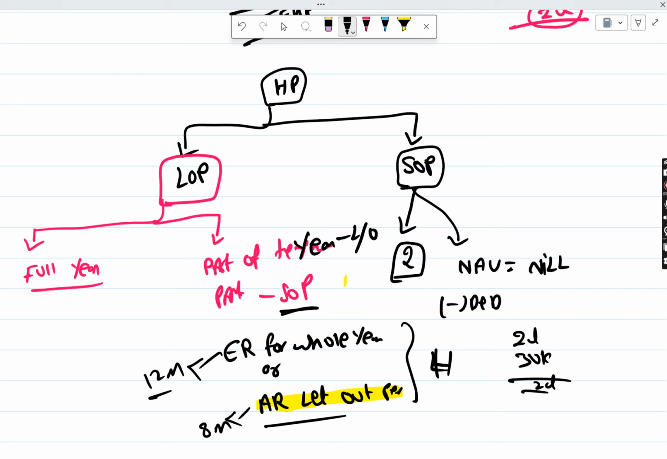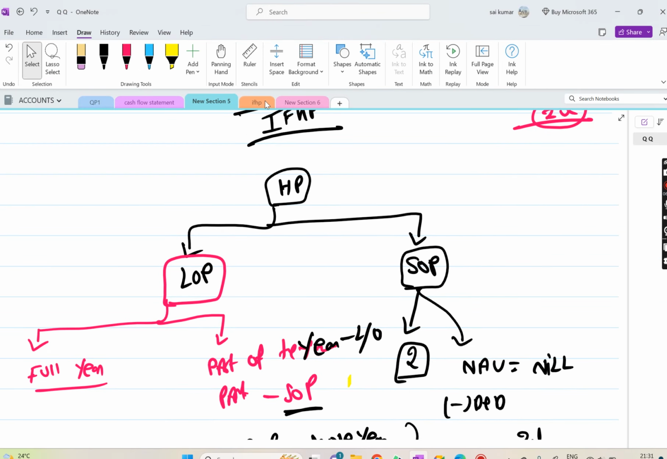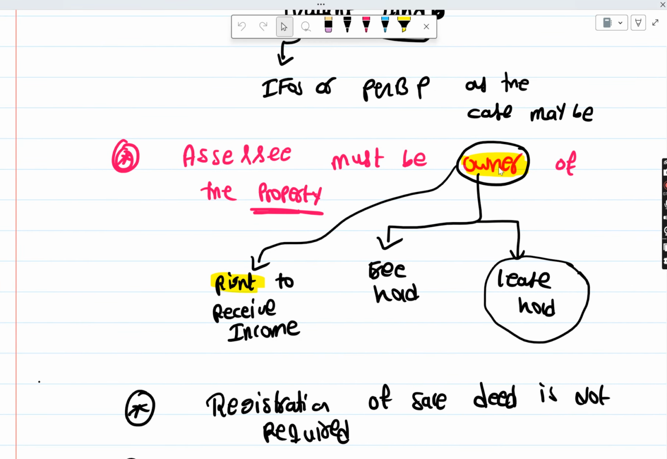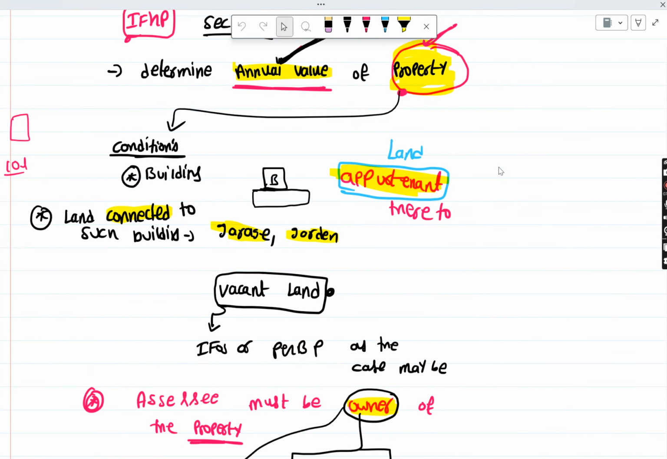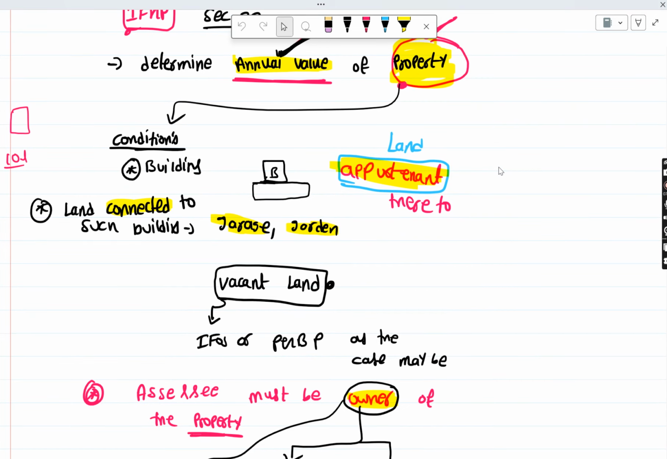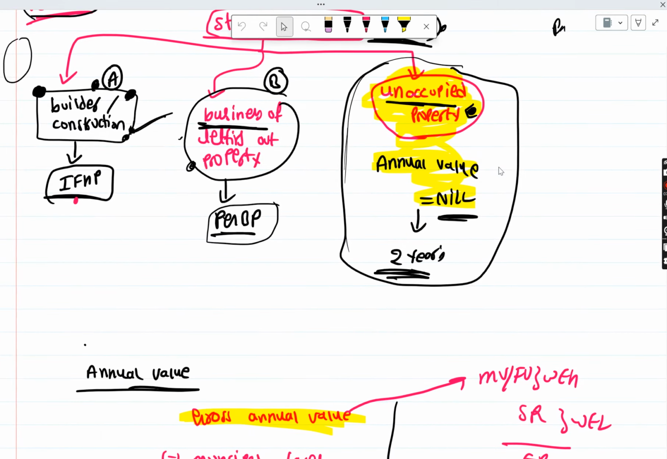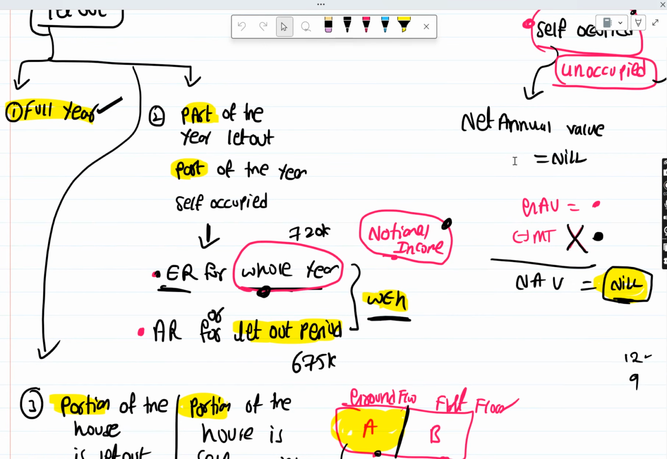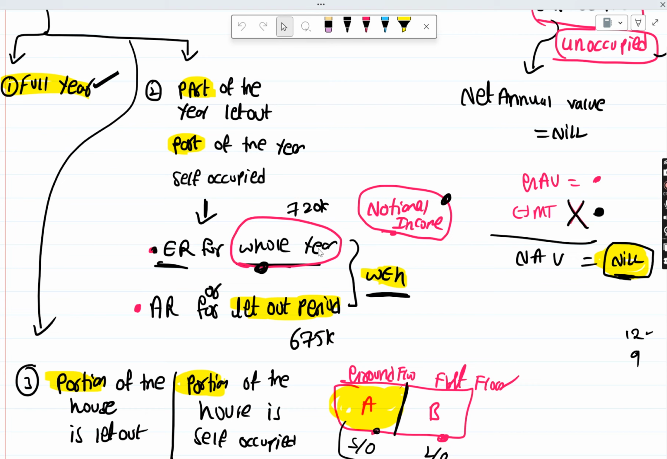Okay, and whatever you have told, that it will be treated as a separate property, that will work for something else. Let me show you here. I am not telling all these things, like the building, what the property is, the vacant land and all, so you can just revise from whatever we discussed yesterday. So if you see, this is the part of the year let out and part of the year self occupied, second situation. Then we will take ER for the whole year and actual rent for the let out period, whichever is higher.